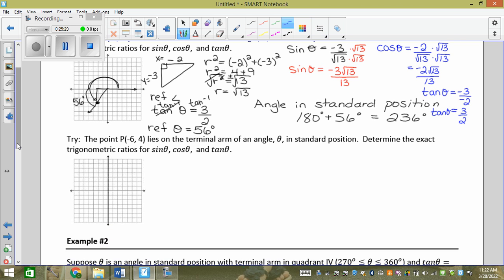Now we're going to try this one. So we have negative 6 and 4. 1, 2, 3, 4, 5, 6. 1, 2, 3, 4. Negative 6 and 4.